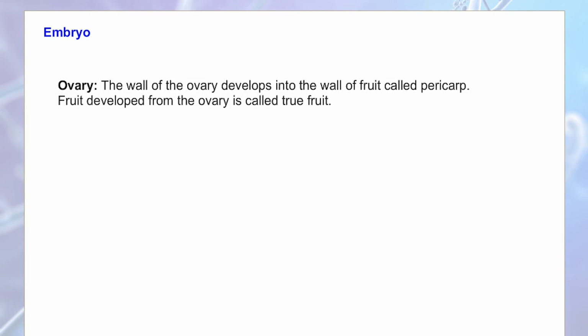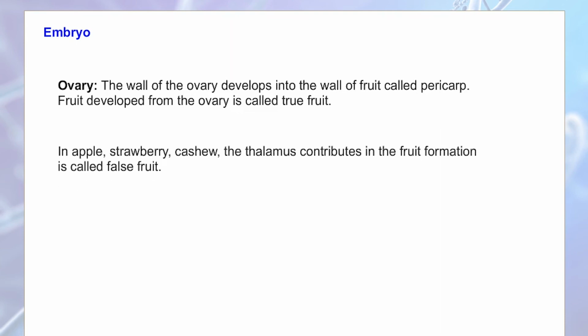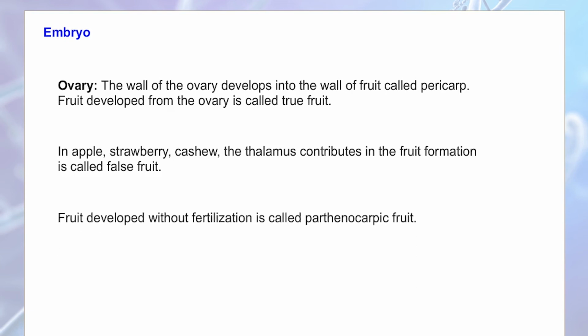Ovary. The wall of the ovary develops into the wall of fruit called pericarp. Fruit developed from the ovary is called true fruit. In apple, strawberry, cashew, the thalamus contributes in the fruit formation, which is called the false fruit. Fruit developed without fertilization is called parthenocarpic fruit.